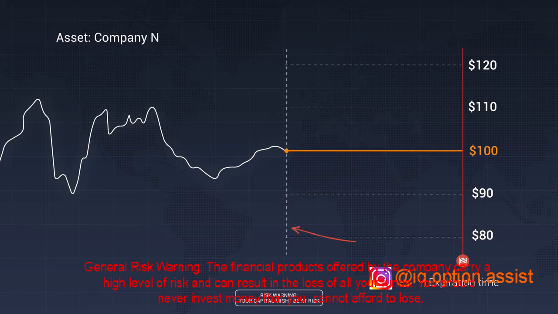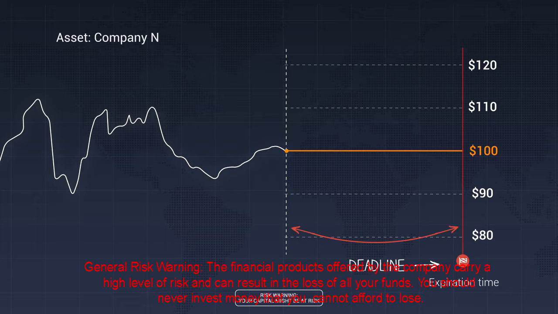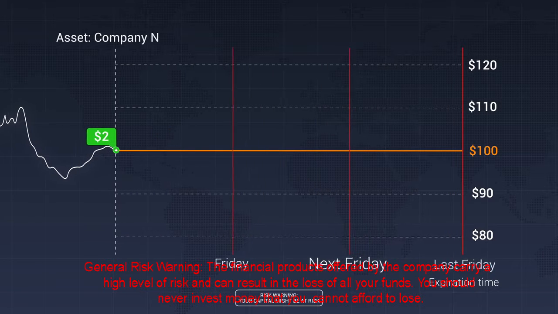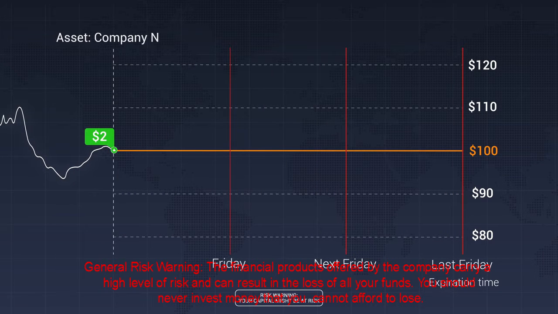The expiration time is the deadline for using the right to buy (call) or sell (put) the asset at a fixed price, the strike price. The expiration usually falls at the end of the work week. This means, for example, that you can buy an option for the end of the current week or the following week or for the last week of the selected month.